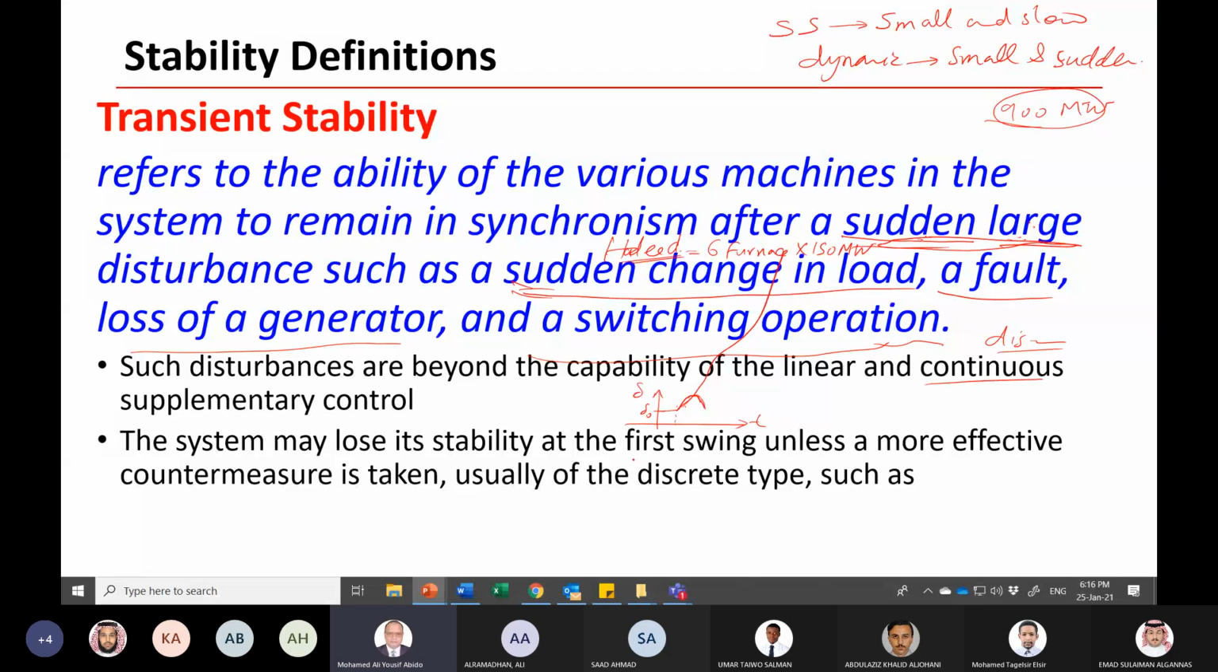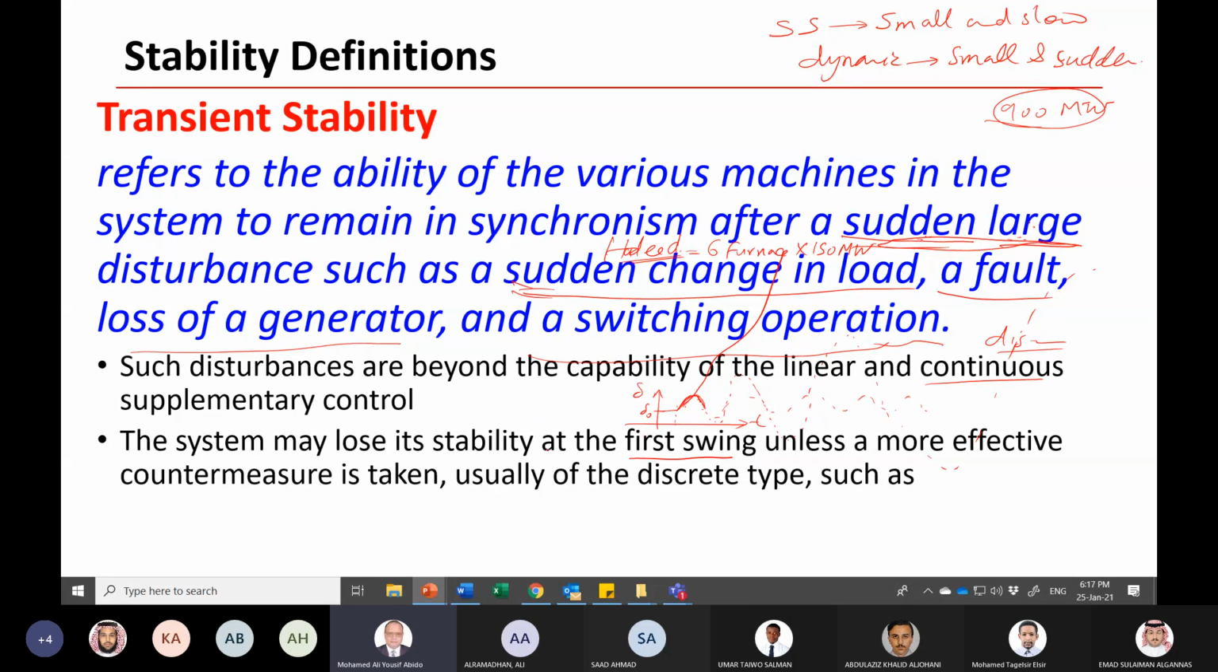So you need to check the stability, maybe in the first swing or multi-swing, and if you increase the time of the study, you can see whether the system will be stable or not. Maybe the first swing could be stable, but due to lack of damping, the oscillation will increase, and the system will eventually be unstable.